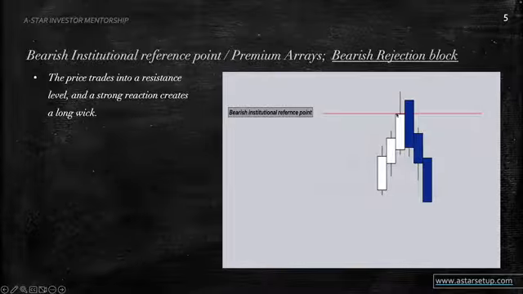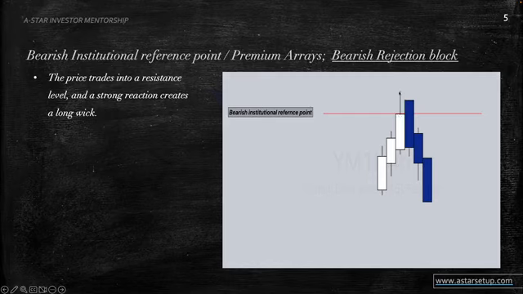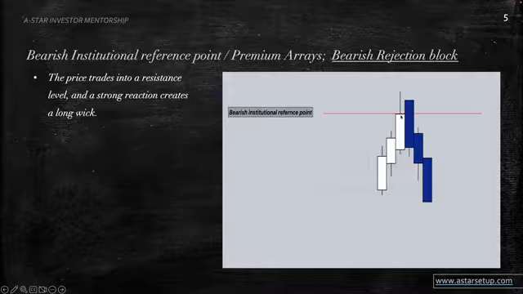And then see where the candle closes. Do you see the distance, the big gap between the high of that wick and where the candle ends up closing? So that is what we're talking about. Price trades into a resistance level and a strong reaction creates a long wick.